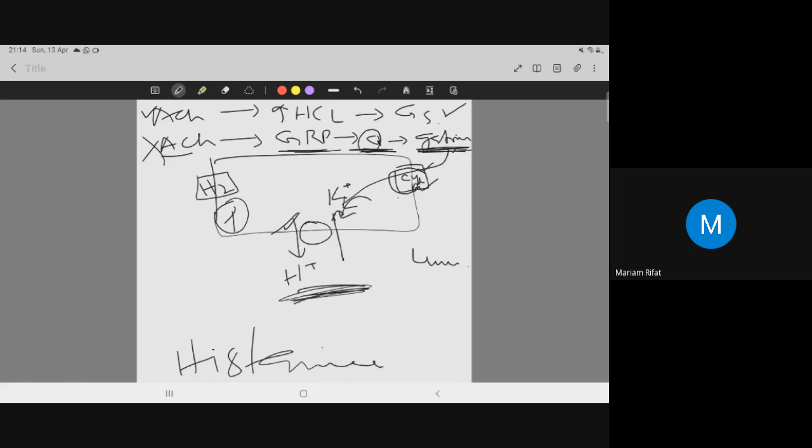So you produce your histamine from your enterochromaffin cells. They can act on this H2 receptor, and this H2 receptor again will activate your GI. Like, sorry, not GI, GS. This is GS and this is GQ. Sorry about that. But yeah, anyways.